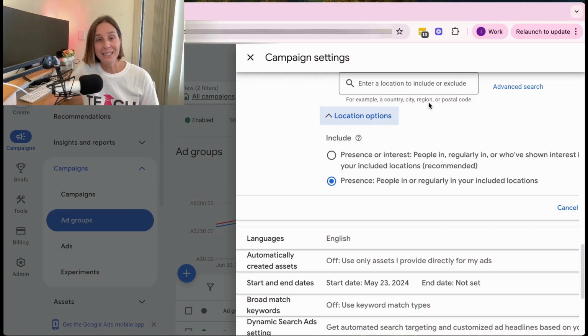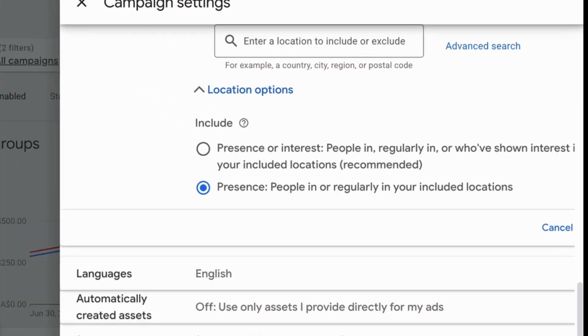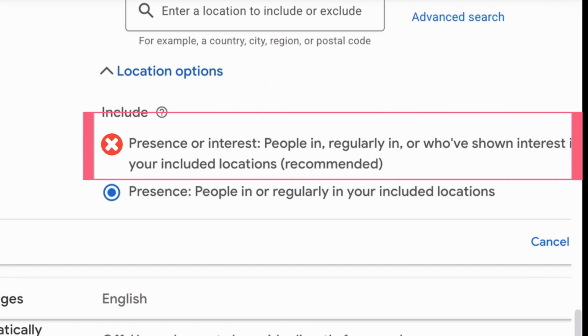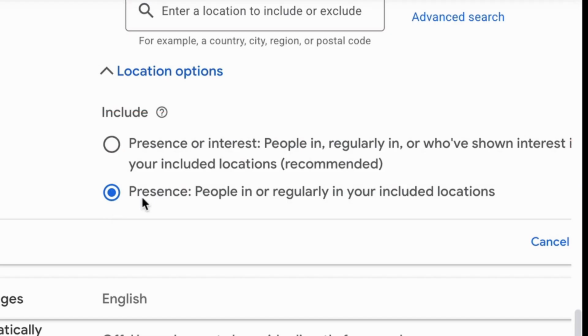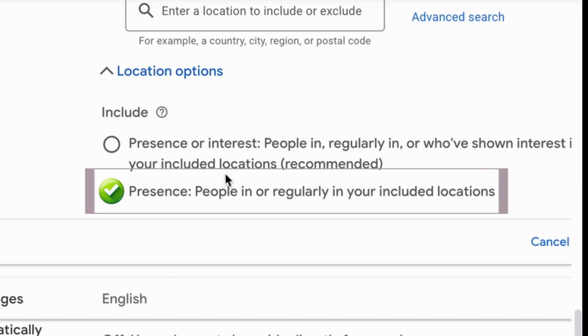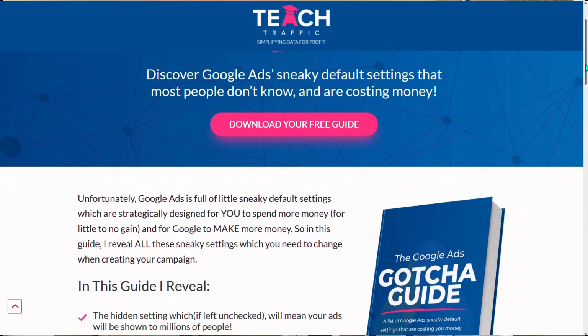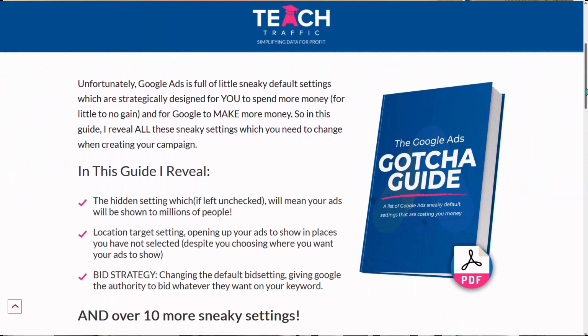Here's something that most people don't realize. The default setting in your location targeting is set to the first option here. This is the wrong setting. This setting will get your ads out of your desired location targeting. So you want to actually choose this second option here, which refines your ad to be showing to the right people. This is actually one of the 14 Google traps, or as I say, Google gotchas, that are embedded in the Google ad system, because as you can see here, it says recommended.